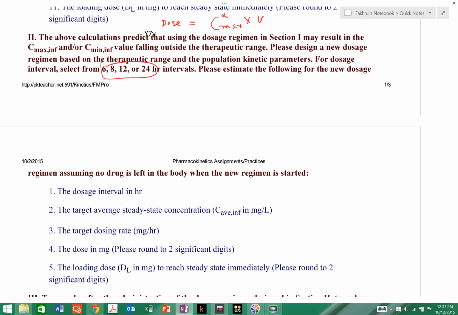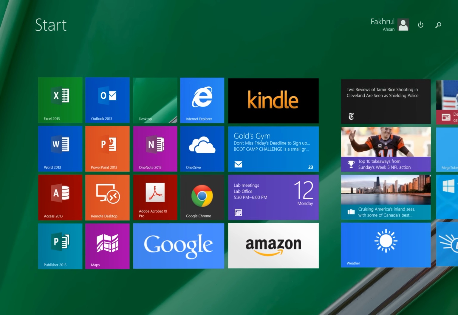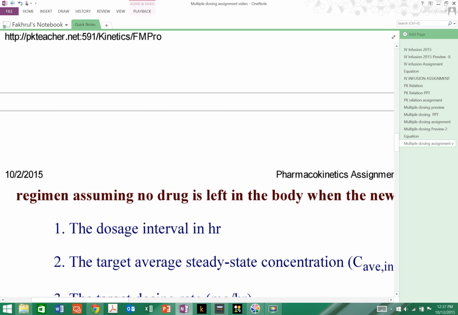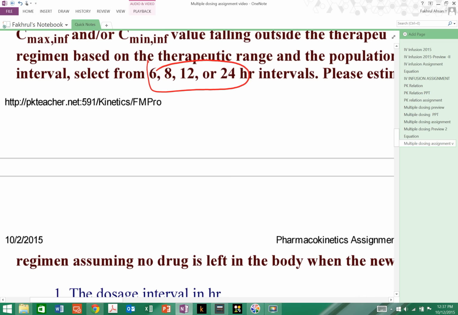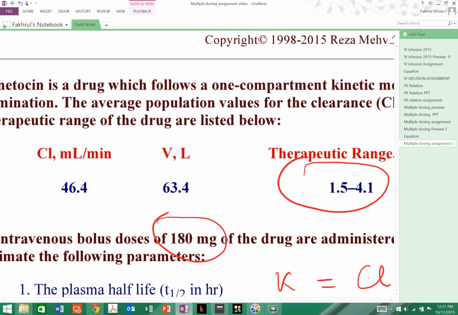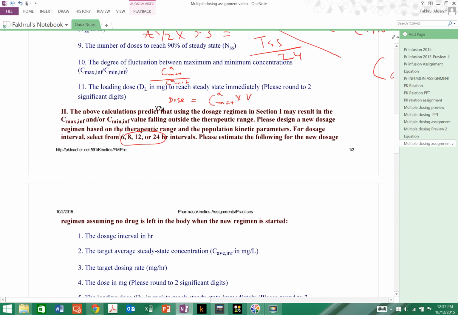First, it's asking for the dosing interval. For dosing interval, you have to use this equation. See, this is the dosing interval equation. So here you have Cmax and Cmin. In this case, your Cmax would be the maximum concentration in the therapeutic range, this 4.1, and Cmin would be 1.5. So let's do the calculation using these values.